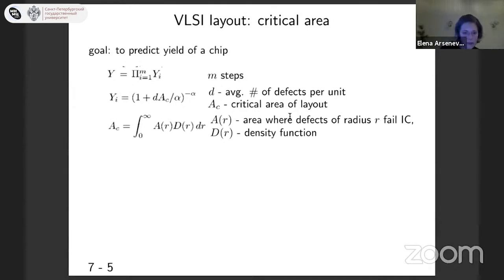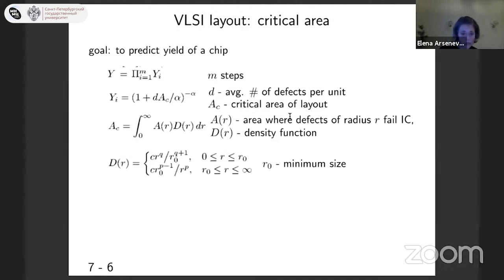It's calculated as follows: it's an integral from zero to infinity, where A of R is parameterized by R. R is the radius of defect. A of R is the area such that in every point of this area, if you place a defect of this radius, it will cause a fail. It will break your design. And D of R is the density function, which is defined as follows. Here alpha, C, P, Q are some parameters. I will not really elaborate on them, but if you want, I will share the article where it's all explained.